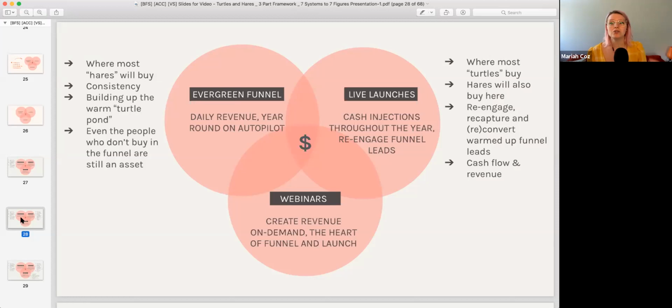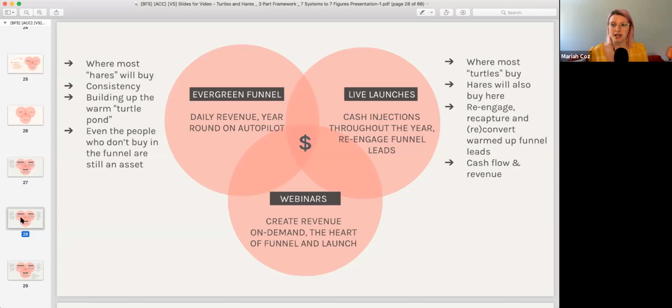Now, you're also going to have hares that buy during your live launches, right? Because hares will find you during your live launches. They'll be finding you through the hype of your launch. They're going to buy too. But the real purpose of it is to reconvert all the people who went through the evergreen funnel but didn't buy during the funnel. So this is their next chance.